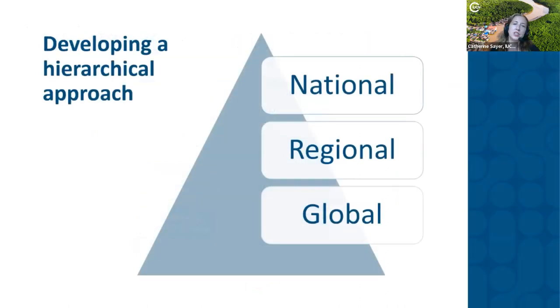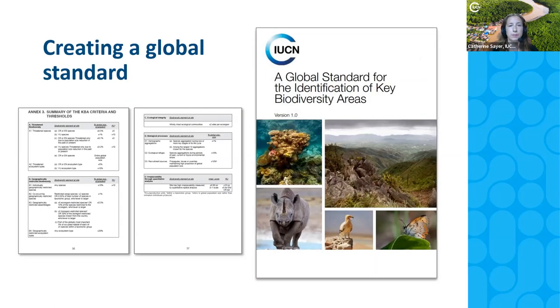We also envisage that swimways will develop following a hierarchical approach, allowing them to be applied from national to regional to global levels, as has been done for key biodiversity areas. This will allow recognition of rivers that are important in local contexts, but that might otherwise be overlooked by global criteria. In the long term, we hope that swimways will be identified based on an agreed global standard. This has been developed by IUCN in recent years for the identification of key biodiversity areas, as you can see on the screen.